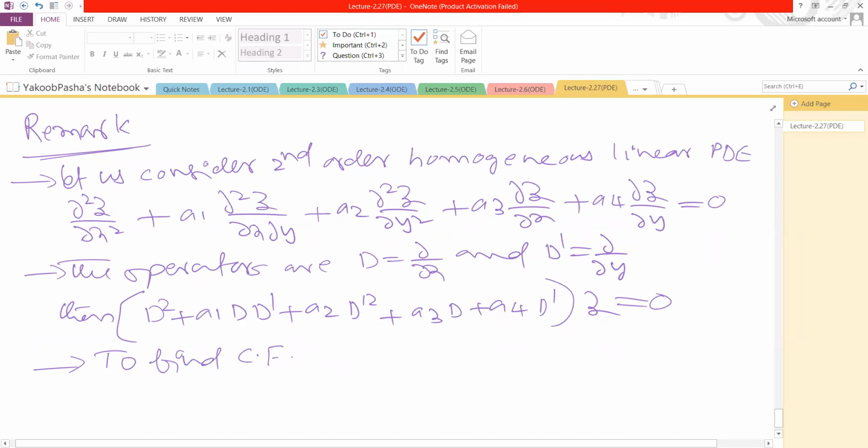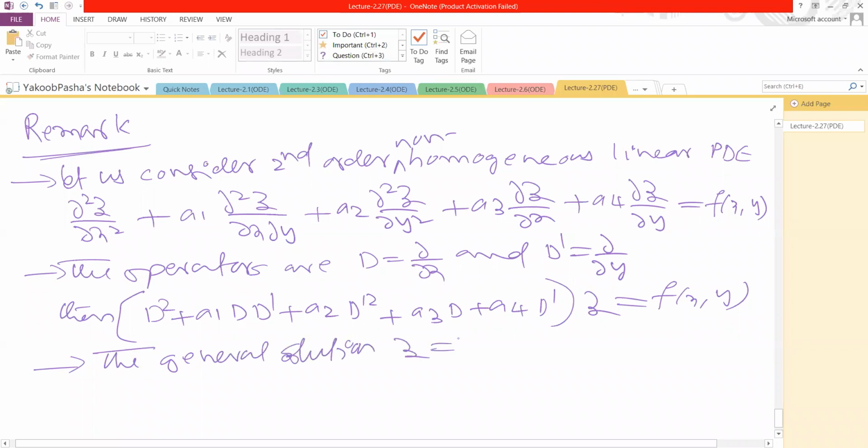Here I take a non-homogeneous linear PDE, where the right side is some function of x and y. Okay, it is also some function of x and y. The general solution, I am telling in detail. We know that the general solution is z is the sum of the complementary function and the particular integral. We can find the particular integral by using previous methods, but there is a problem in finding the complementary function.